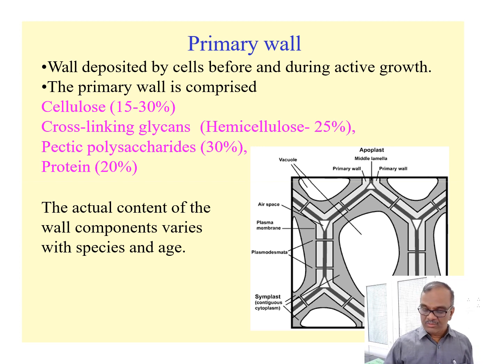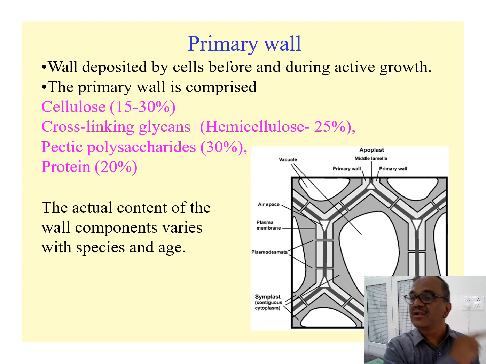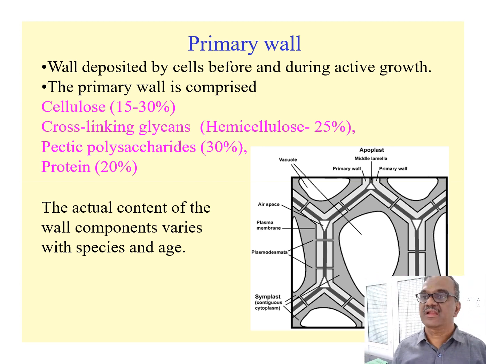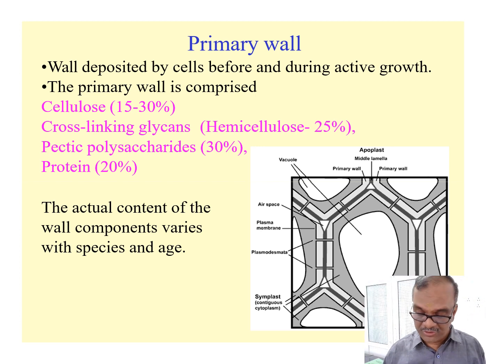Okay, so now you know that the plant cell is made up of cellulose and hemicellulose when we study the differences, isn't it? So the primary wall is completely made up of cellulose, hemicellulose, then pectic polysaccharides as well as proteins. So there are good uses of these. We will see it in the future slides.